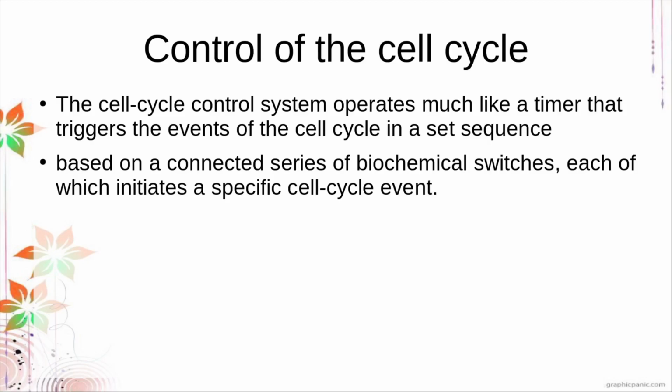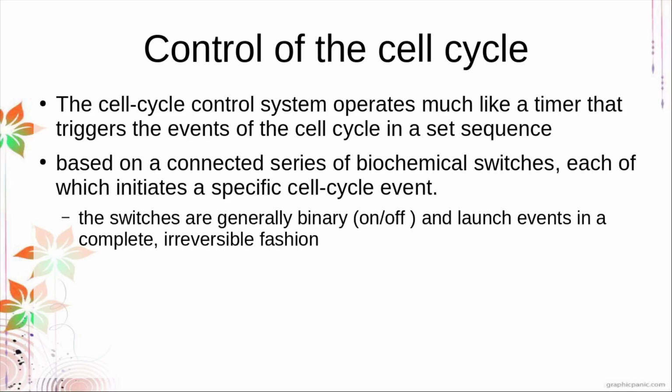So how do you control it? We are looking at a very, very complicated and intricate web of biochemical switches, which initiates specific cell cycle events. These are the characteristics of the switches. They are binary, so they are either on or off. There's no in between with them. So it's a go or it's a stop.